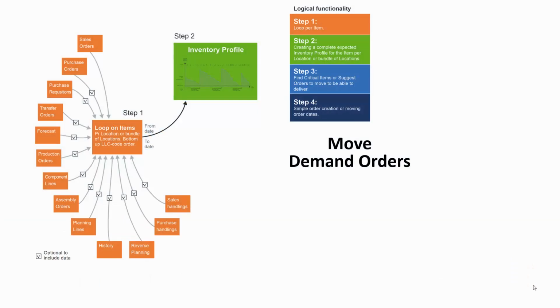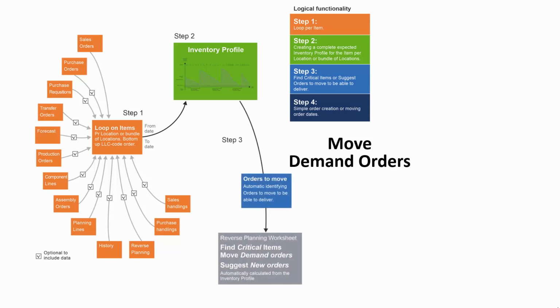I will give an example of the Move Demand Orders functionality in reverse planning. But first of all, let's look at the logical functionality. We loop per item, and in this loop, we draw an inventory profile to figure out if the item gets below 0. From that, the system will suggest orders to move, meaning if we go below 0, is it possible to move it? It adds a line in the reverse planning worksheet, the reverse planning journal, to suggest the movement.